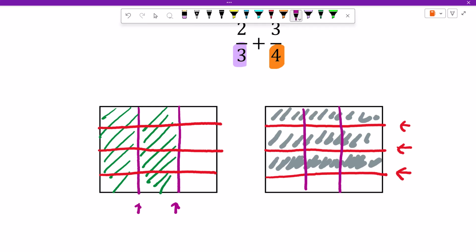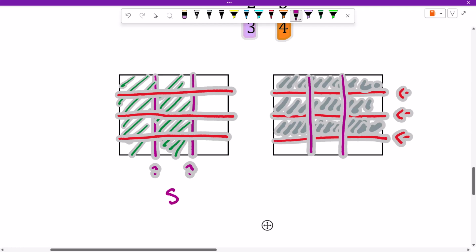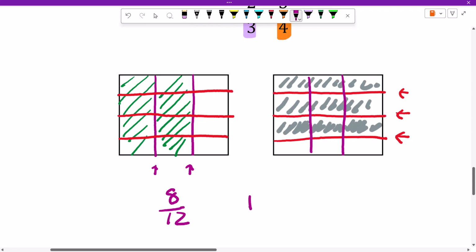That still stayed the same, but what we did is change how the fractions look. So if you look at the first fraction, we now have 8 boxes colored in out of a total of how many? 12. So we have 8 out of 12 colored in with a plus sign here. And the next one, we have 9 boxes colored in out of a total of 12.